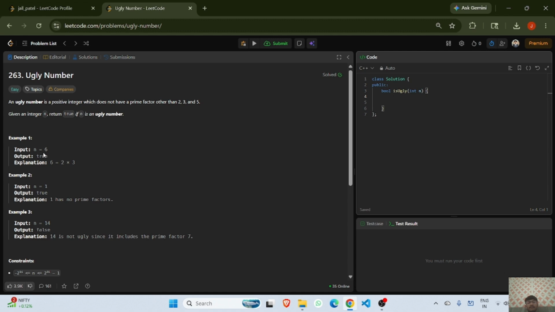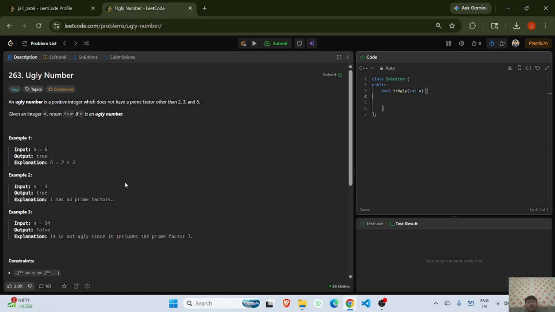Let us understand this by example. Number 6: the prime factors are 2 times 3. It contains only 2 and 3, so it is an ugly number. Now take 8. It contains 2, 2, 2. So again it is only a factor of 2, so it is an ugly number.